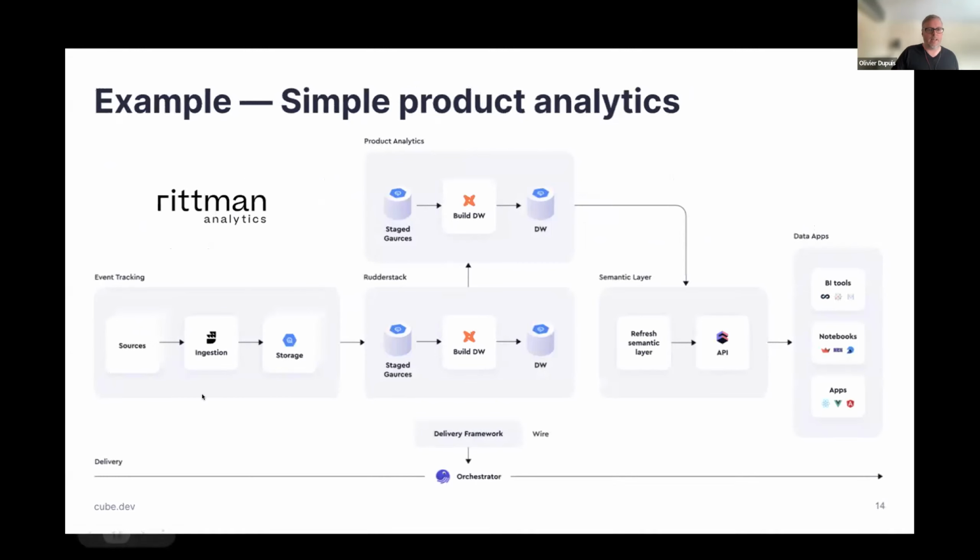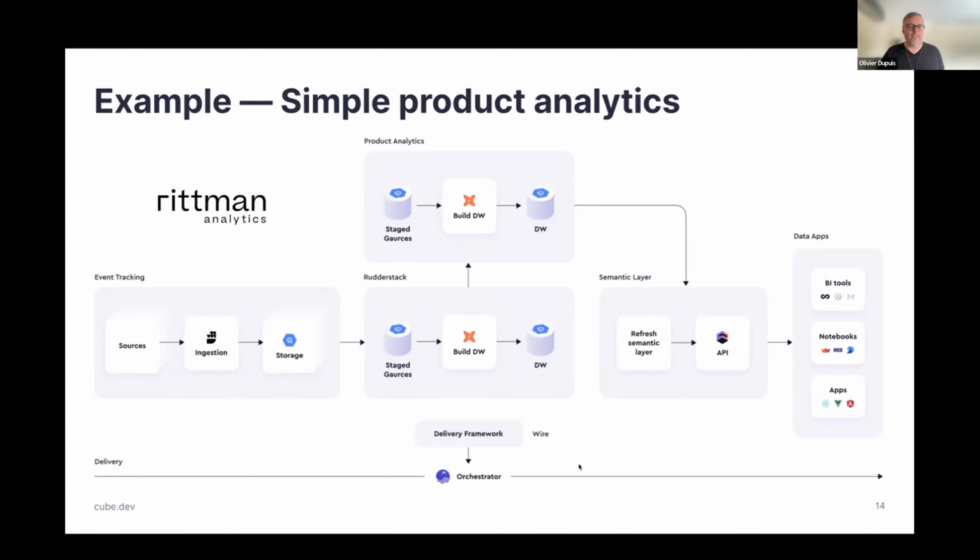As you can see, we have the event tracking. This is data that is being generated in that example by Rudderstack, and it's being stored in BigQuery. Then we have an ETL process that is staging that data, and then we are building a product analytics data product. Afterwards, we have the semantic layer, which sits in Cube, that generates the abstraction from which all of those data apps can send their requests.